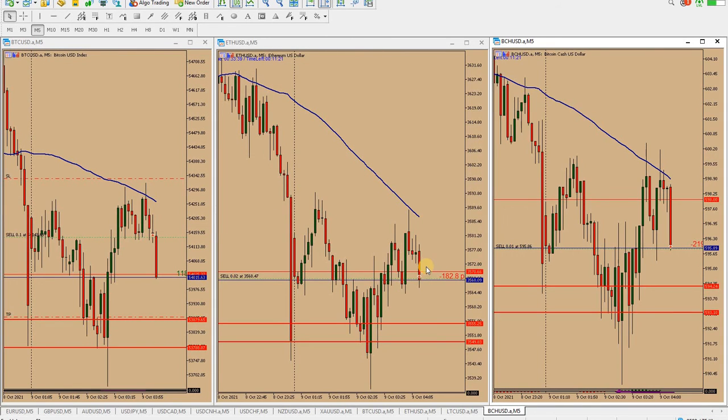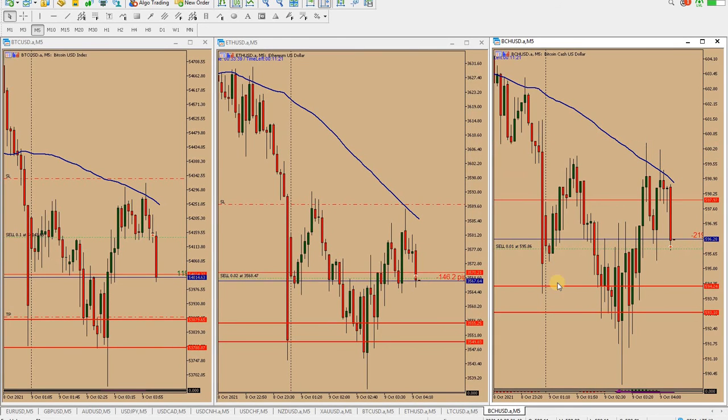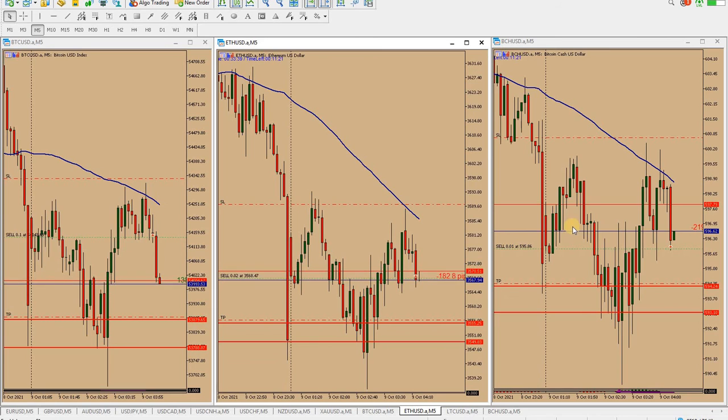Okay, now I put the stop loss 10 pip above here, which is on this area. Just do it quickly, not accurate. And then the take profit would be here. For this one, take profit would be here for the Ethereum and also Bitcoin Cash, and also we have 3 trades now running.